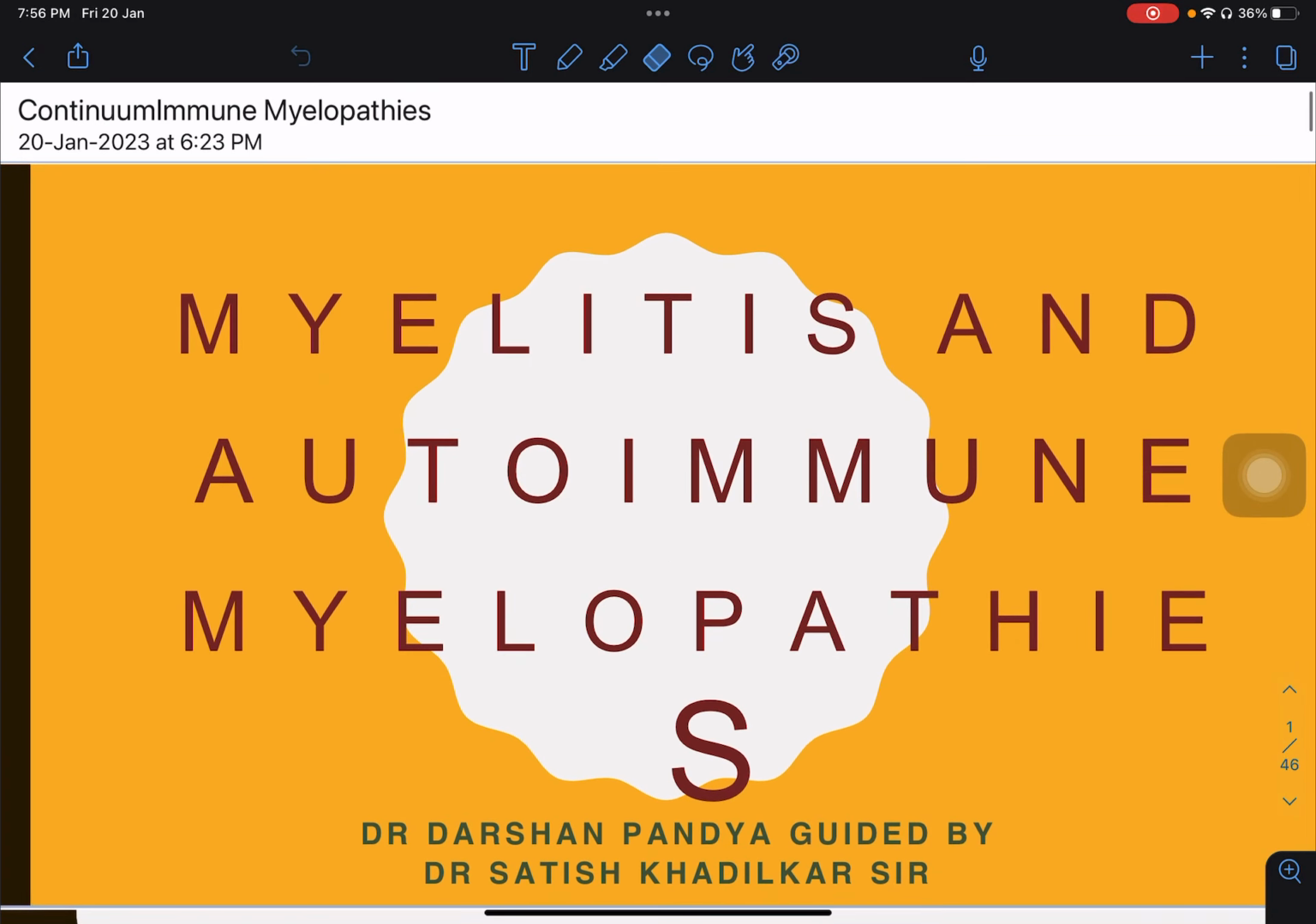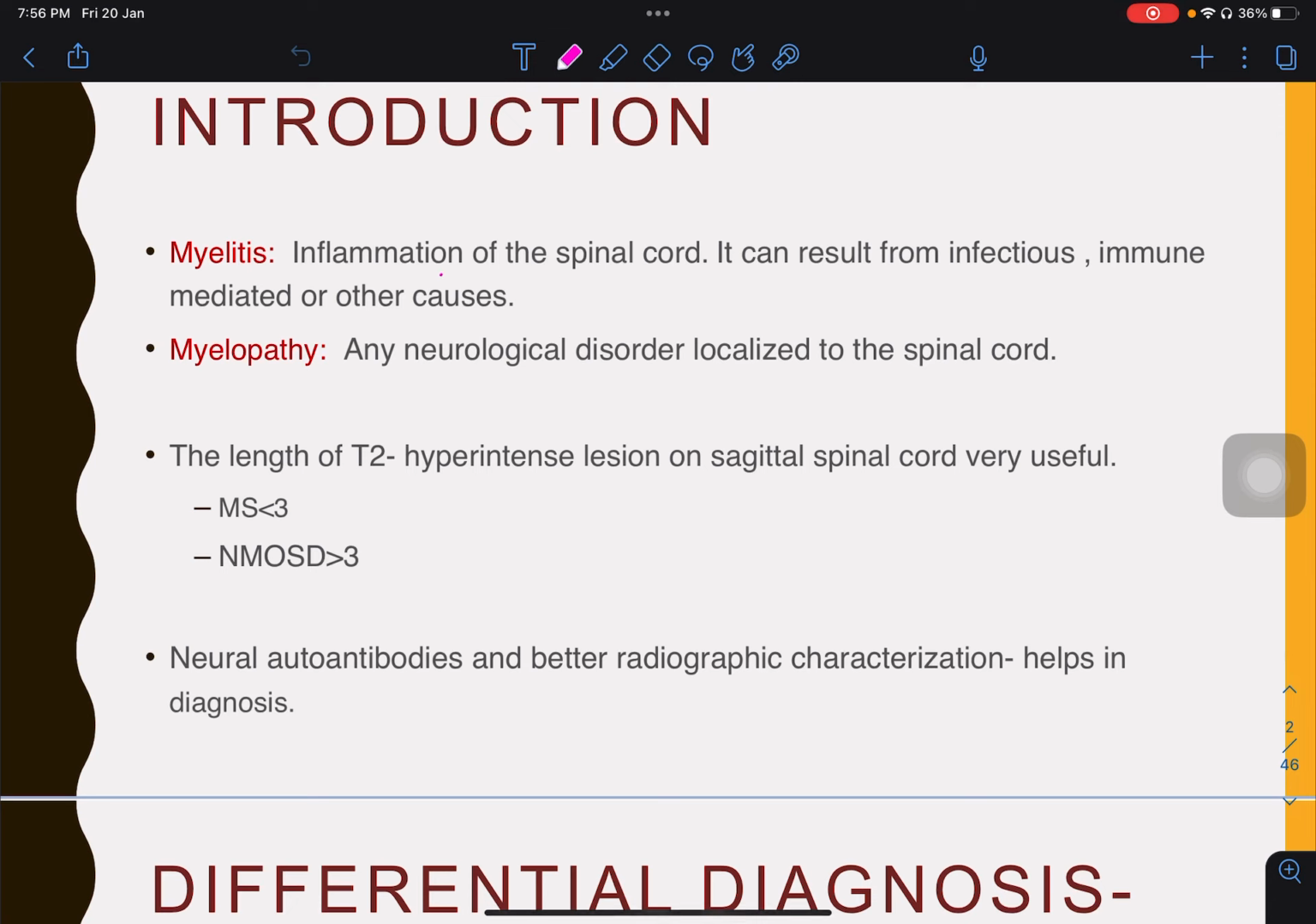Today we will discuss myelitis and autoimmune myelopathies. Myelitis: inflammation of the spinal cord is called myelitis. It can result from infections, immune-mediated or any other causes. And myelopathy is a neurological disorder localized to the spinal cord.